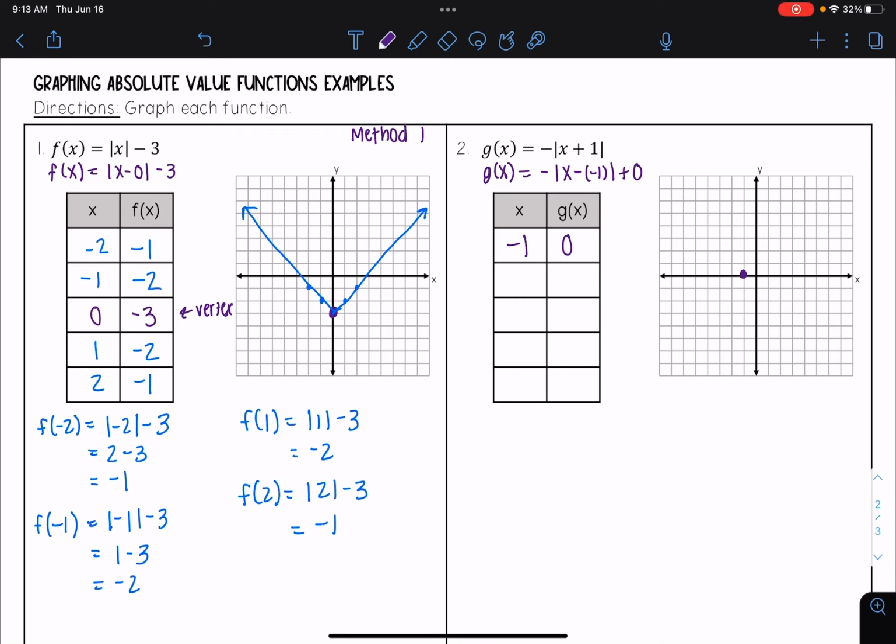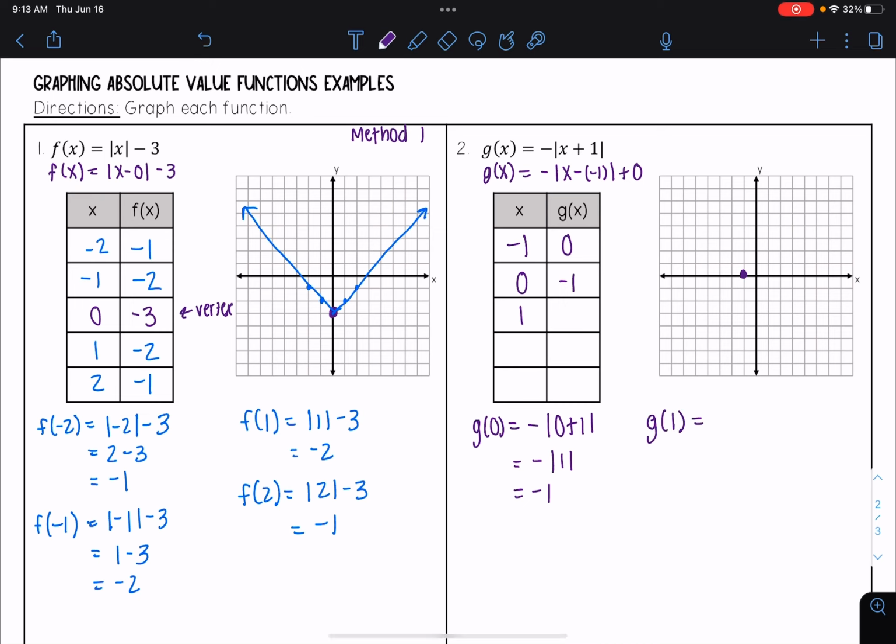And I'm going to go ahead and find 2 points to the right of my vertex. So I'm just going to add 1 to x, I get 0 and 1. And I'm going to plug those into my function to find my g of x values. So g of 0, I get negative 0 plus 1, which is negative absolute value of 1, which ends up being negative 1.